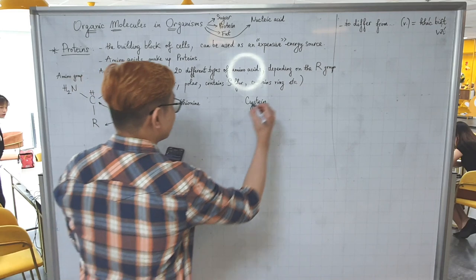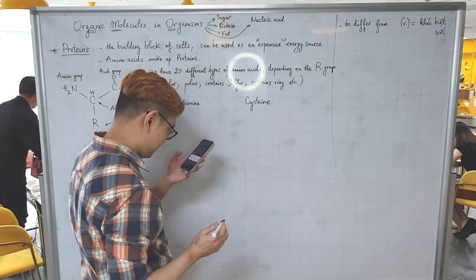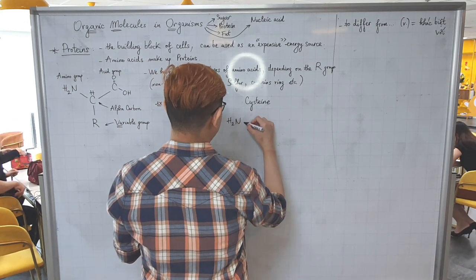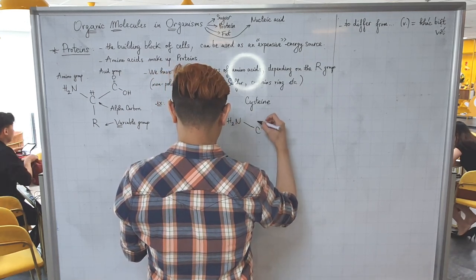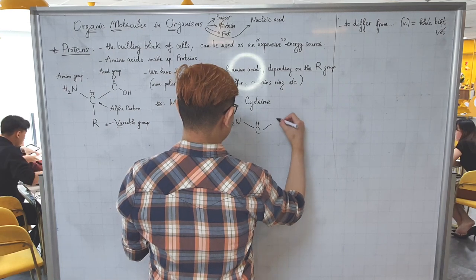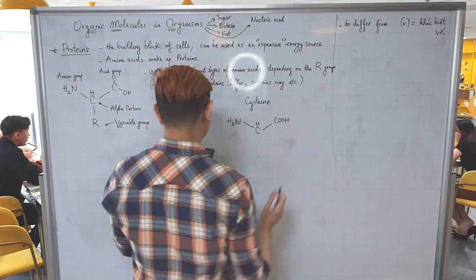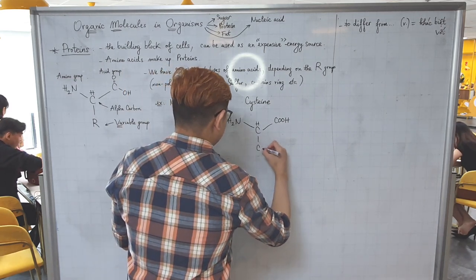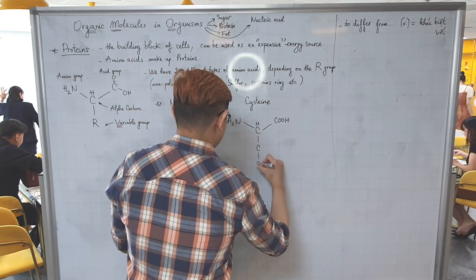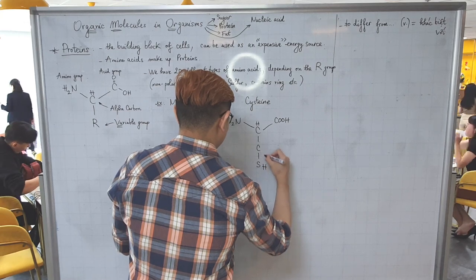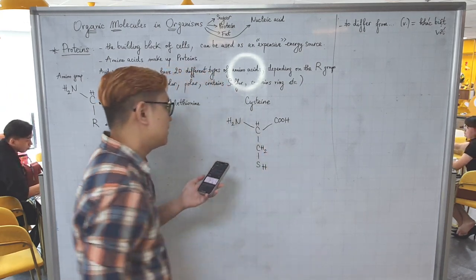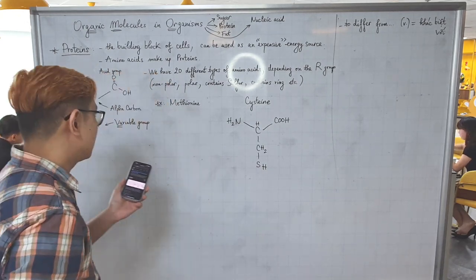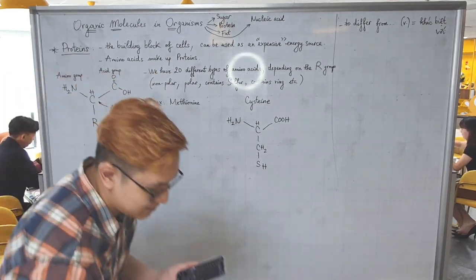Okay. So you have finished your group. C, H, C, O, O, H. And we have another C here, and we have an SH group. Yeah, there you go. We have another C here, and we have another SH group. This is cysteine. And methionine, let me check.